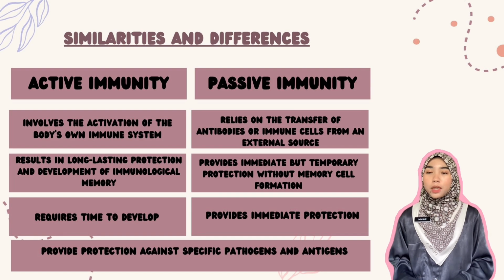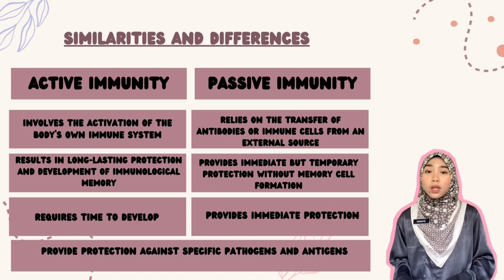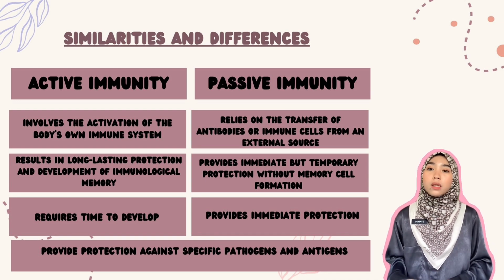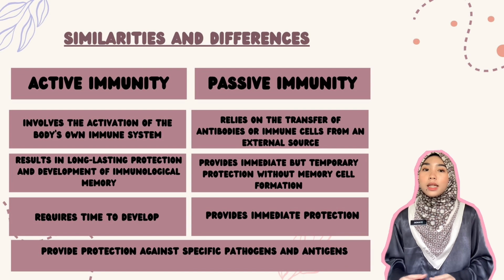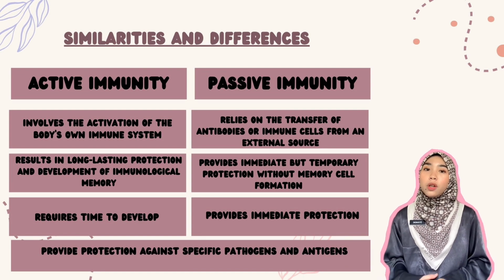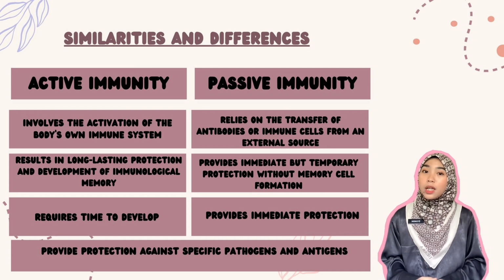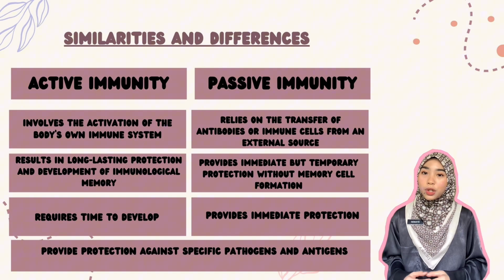The differences between these two are that active immunity involves the activation of the body's own immune system, whereas passive immunity relies on the transfer of antibodies or immune cells from an external source. Next, active immunity results in long-lasting protection and the development of immunological memory, whereas passive immunity provides immediate but temporary protection without memory cell formation. Other than that, active immunity requires time to develop, whereas passive immunity provides immediate protection.